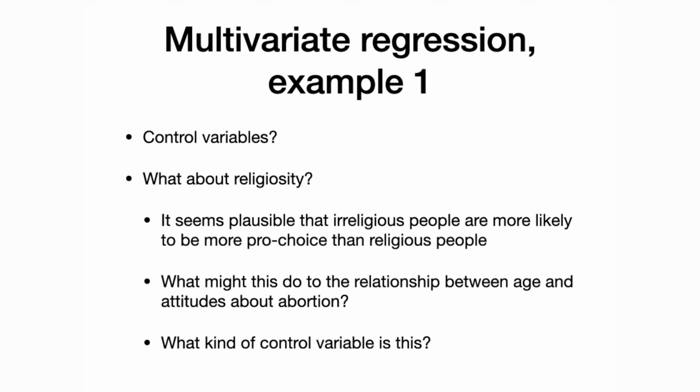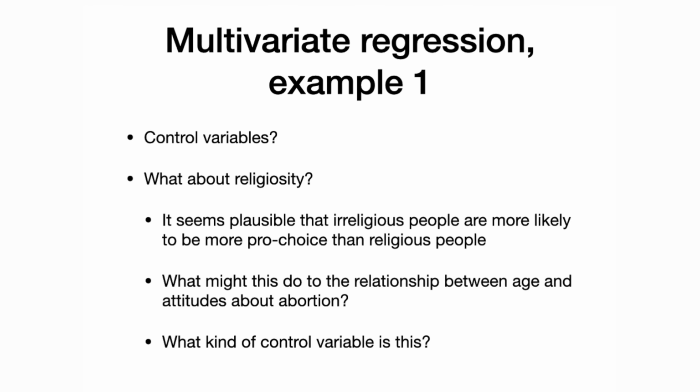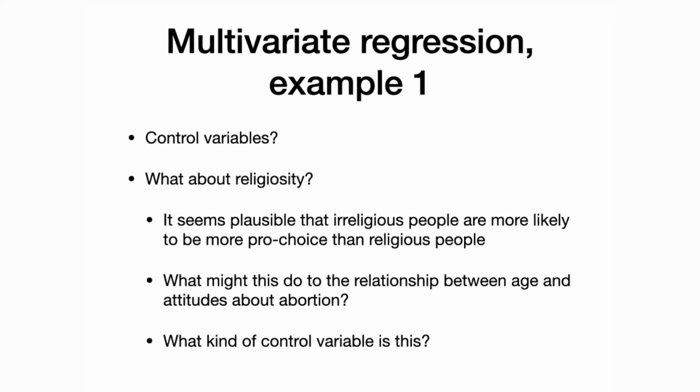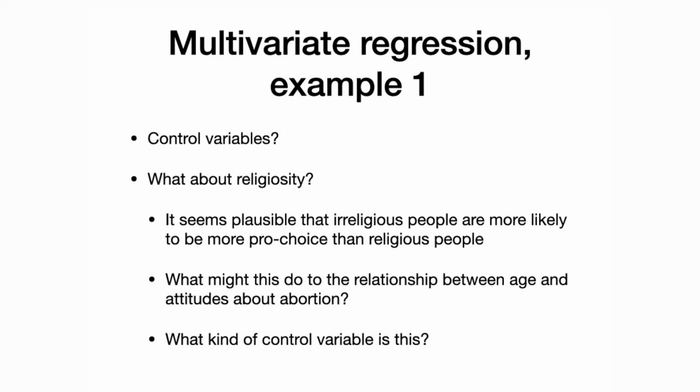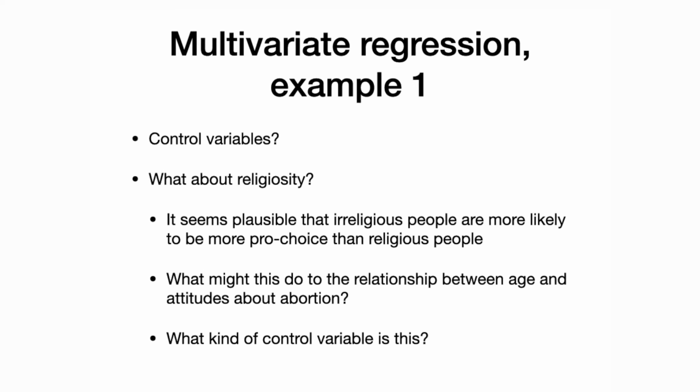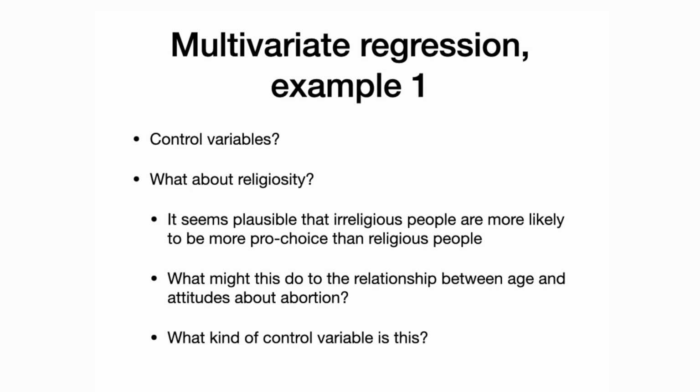And this is basically getting at the idea of how devoutness structures attitudes towards abortion. And if you're thinking about it, if we can control for religiosity, what might that do to the relationship between age and abortion? Would it make it bigger? Would it make it weaker? Would it stay the same?